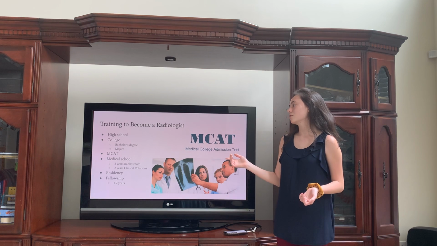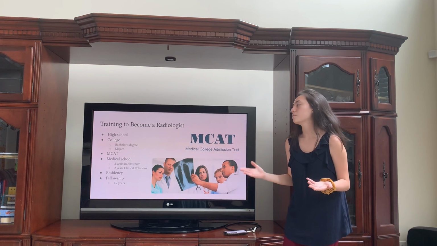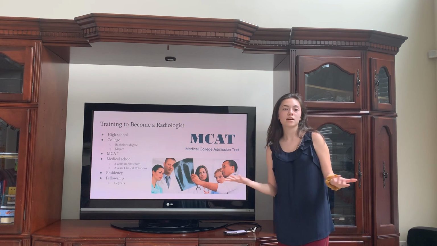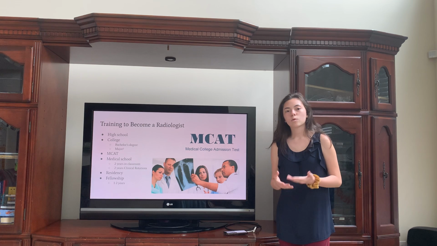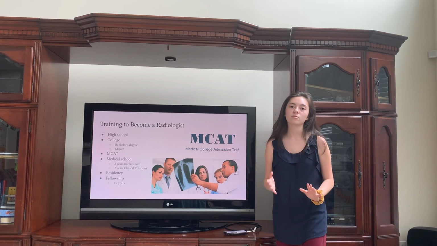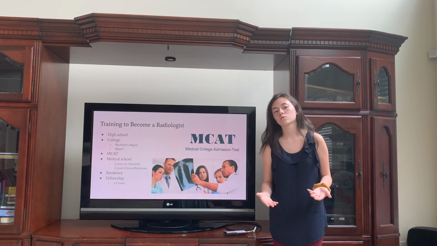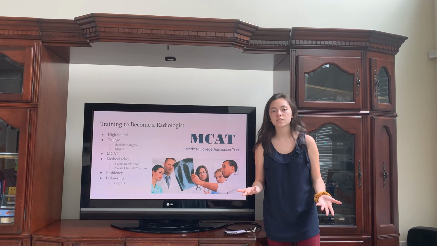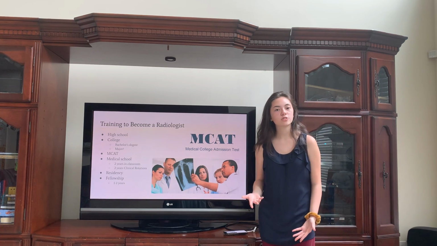Once you get into college, you're going to be there for 4 years getting a bachelor's degree. That can be a BA, Bachelor's of Arts, or a BS, Bachelor's of Science. It doesn't exactly matter what major you pick or go into, but you do need to have all the prerequisites it takes to get into medical school. That includes all of your science courses like biology, chemistry, physics. Most med students will major in something like biology or chemistry.